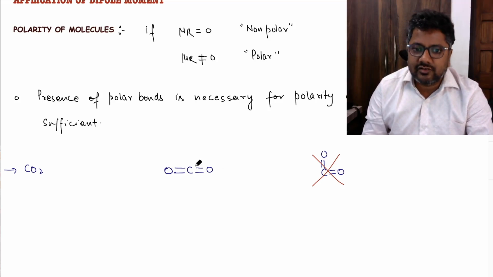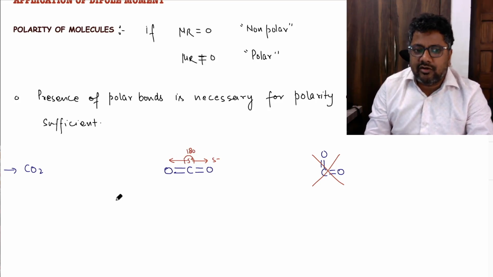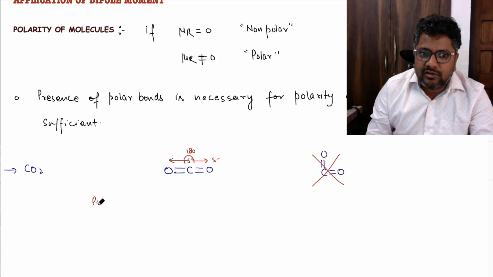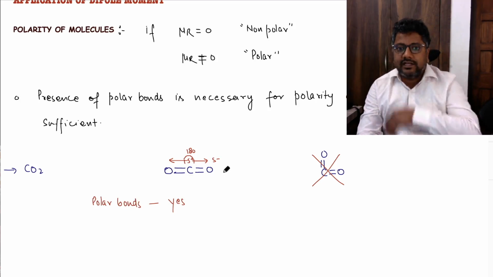Now see this carbon dioxide molecule, how the bond dipole works. This is less electronegative, this is more electronegative, this is delta negative, this is delta positive. So this is one vector and this is another vector. And what is the angle between these two? 180 degrees. Are there polar bonds in this molecule? The answer is yes. In this molecule polar bonds are there.